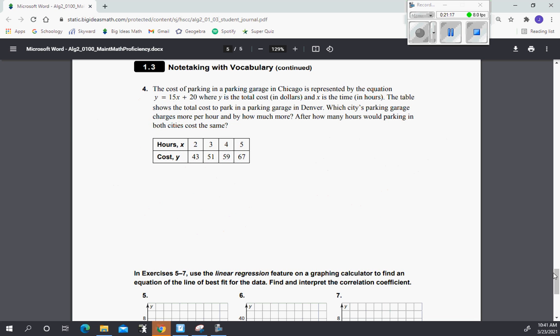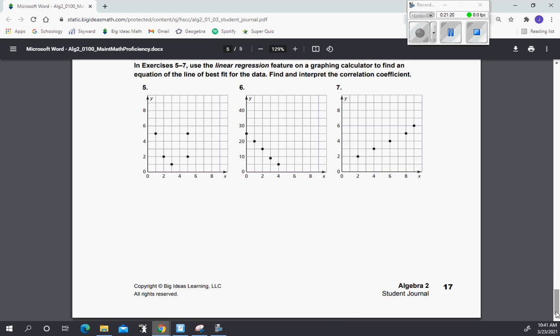Not too bad. Down here, I'm going to do 2 of these with you. Okay, the other one will be on you. It says, use the linear regression feature on a graphing calculator to find the equation of the line of best fit, and so on. Find and interpret the correlation coefficient. Instead of doing that, I am going to do the line of best fit in my own way. Okay, it might not be perfect. And I'm going to come up with the equation for that line of best fit.